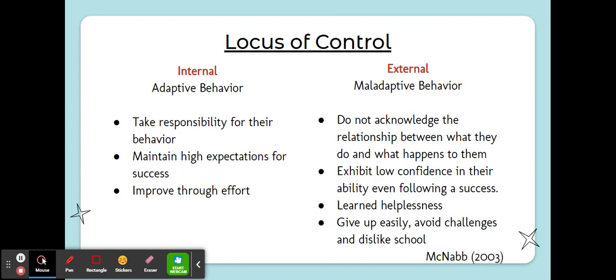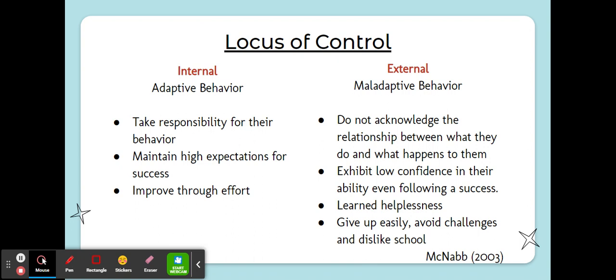McNabb refers to the concept of locus of control to explain the difference between adaptive and maladaptive academic behaviors. Students with internal locus of control take more responsibility for their behavior, while students with external locus of control do not acknowledge the relationship between what they do and what happens to them.